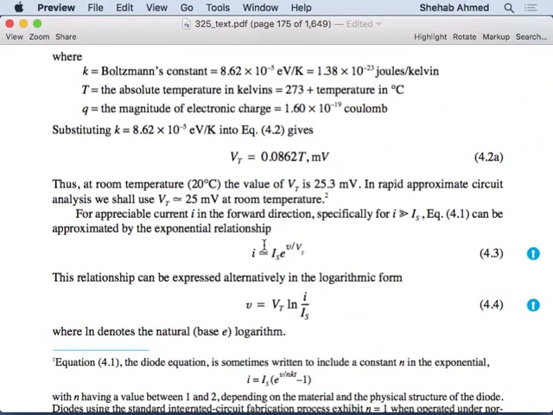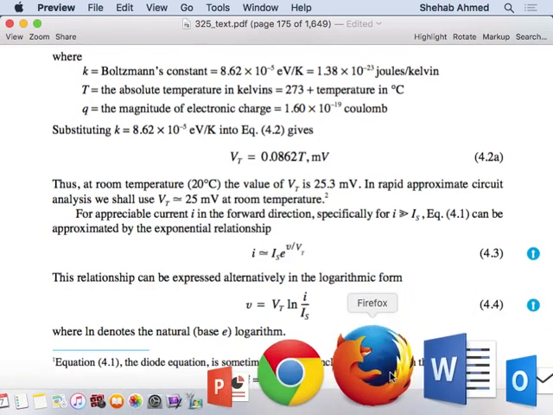we can stop here. I think it will not be possible to continue. So we'll stop here and we'll continue tomorrow then.